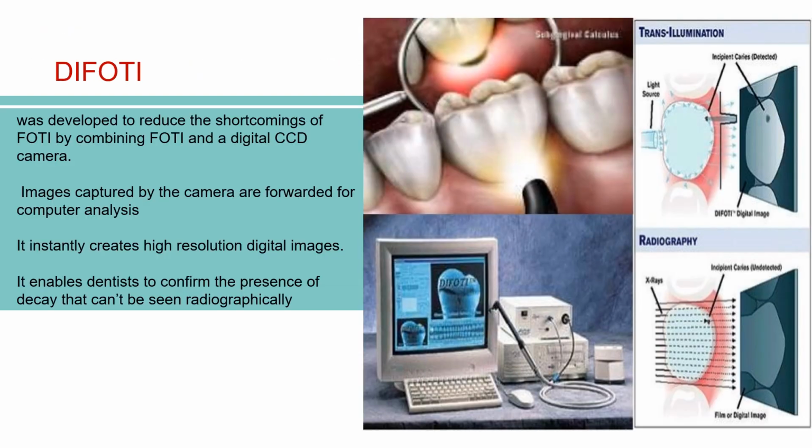Now, the next system is digital imaging fiber optic transillumination, and it was developed to reduce the shortcomings of fiber optic transillumination by combining fiber optic transillumination with a digital CCD camera. Now, the images captured by the camera are forwarded for computer analysis. Basically, this system enables dentists to confirm the presence of decay that can't be seen radiographically.